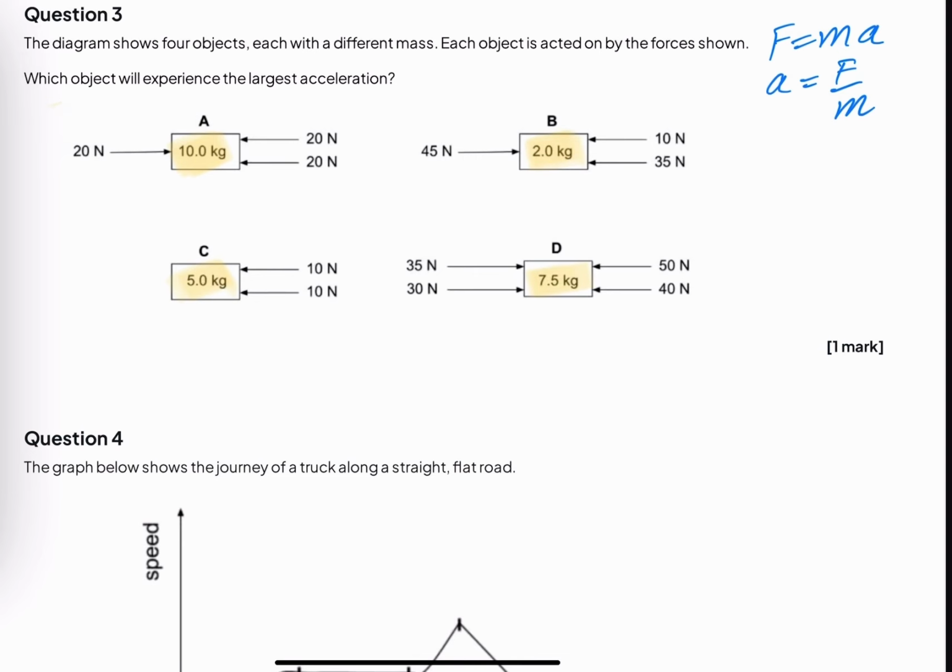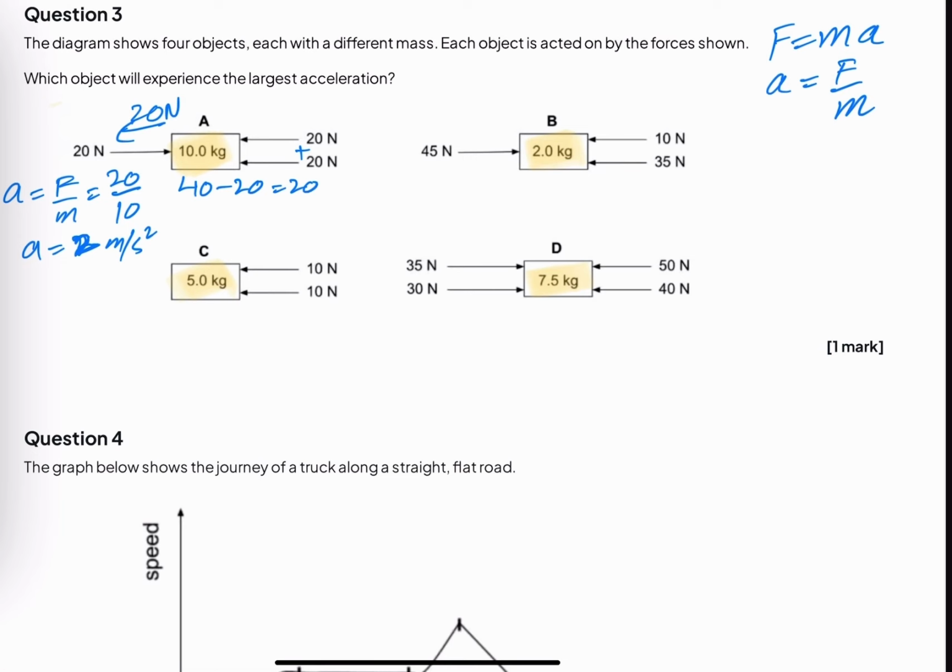So first of all we have to find the resultant forces. Let's start from option A. The 20 plus 20, this is a 40 Newton force toward the left side and 20 Newton force toward the right side. So it will be 40 minus 20, that will give you 20. So a 20 Newton force is acting toward the left side. This is the resultant force. For finding acceleration, a equals F by m. F is 20, m is 10, that will give you 2 meter per second squared.